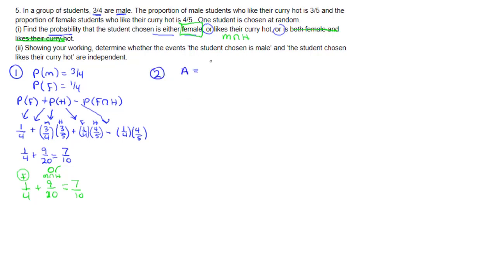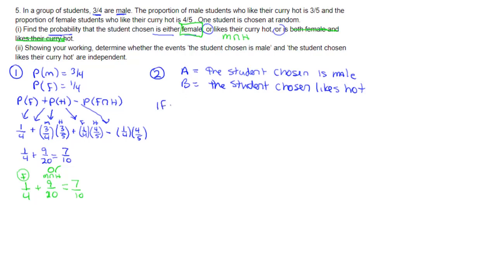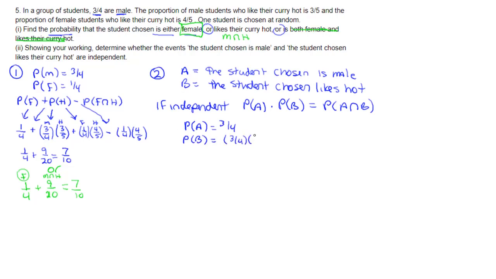Determine whether the events a student chosen as male and the student chosen likes their curry hot are independent. So first, all we've got to do is find these individual probabilities, and then find out if I multiply them together, whether it really does equal the probability when they happen at the same time. So the probability of A, that a student is male, well, that's easy, that's 3/4. And the probability the student likes it hot, well, we did that over here in the other problem, that's 3/4 times 5/5 plus 1/4 times 4/5. So we figure that out, that's 13/20.